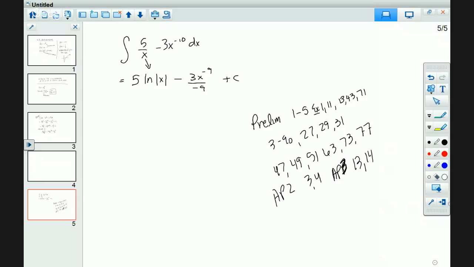Okay, this is a 3-day section. So day 1, this will match. Day 2, day 3, spiraling. You have until next Thursday. So quit complaining, or it's going to be due on Tuesday.